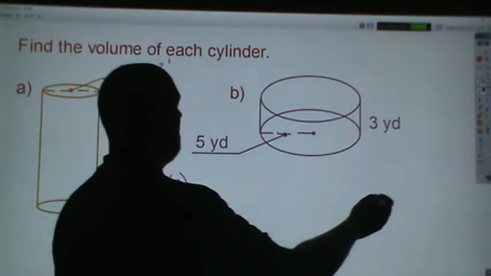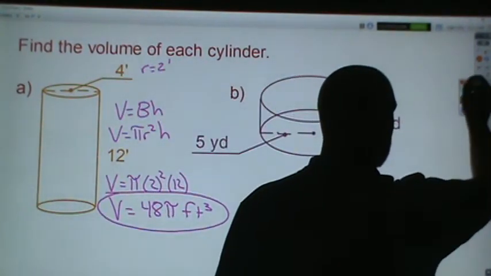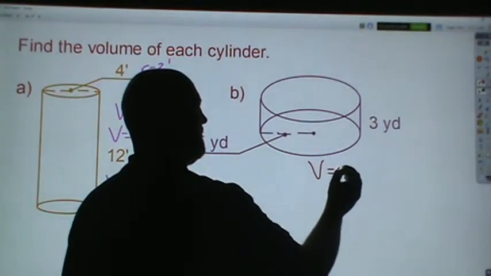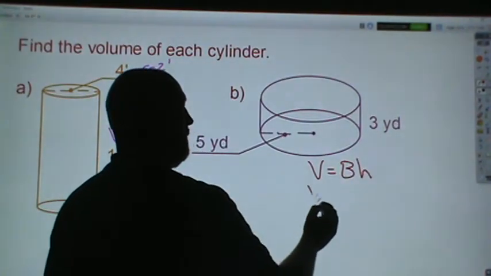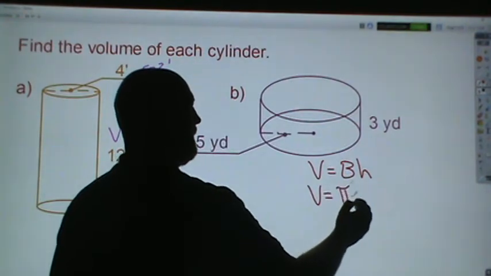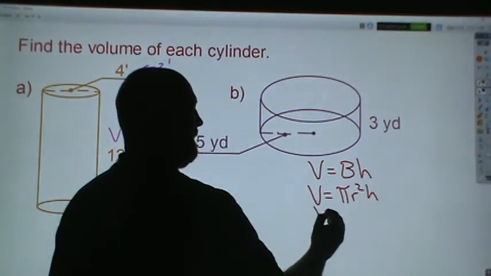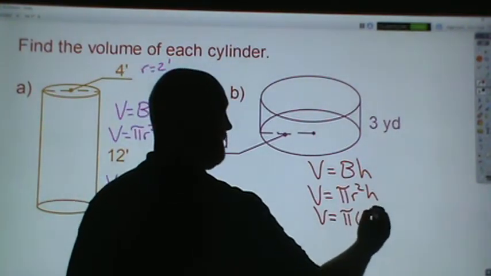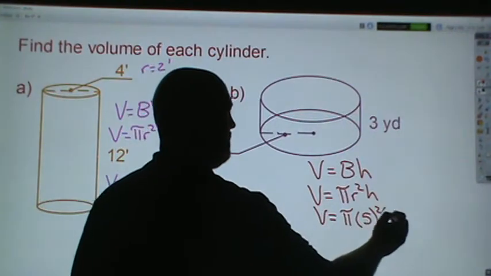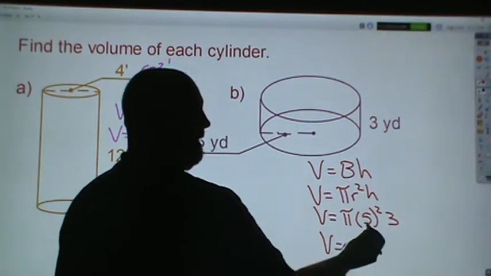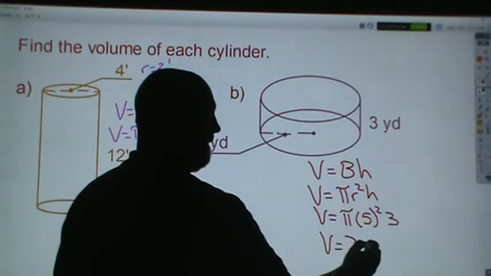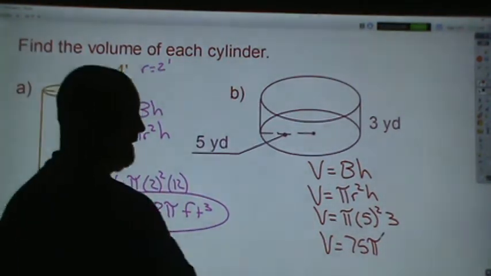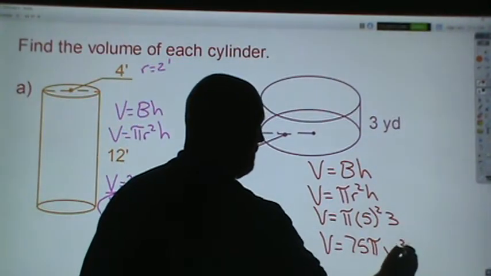Over on the right, we have another cylinder. It has those parallel congruent circles as bases. So volume is equal to area of the base times height. We have a circle as the base, so volume equals pi r squared times height. So volume equals pi times the radius, which was given this time, is 5 squared times the height, which is 3. 5 squared is 25 times 3 is 75 pi. And then it's a volume, so it's a unit cubed. So we're going to have yards cubed.